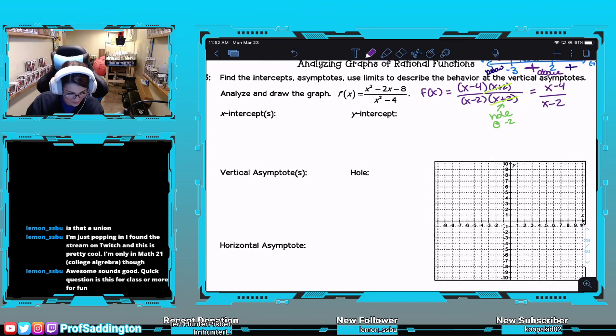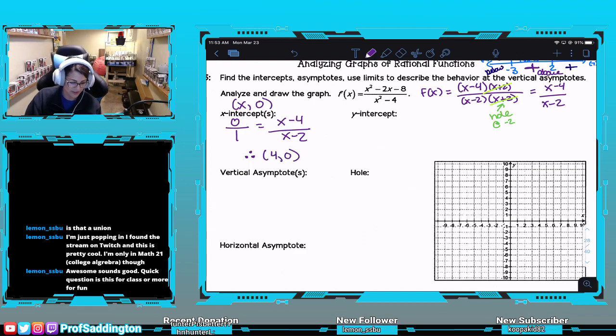So, x-intercepts, again, that's like when you have x comma 0. So our y value is equal to 0. So 0 over 1. I'm going to use the simplified one because, why make my life harder if I don't have to? So we cross multiply. When the dust settles, we get the x-intercept of 4, 0. So if we want, we can plot that over here so we don't forget about it.